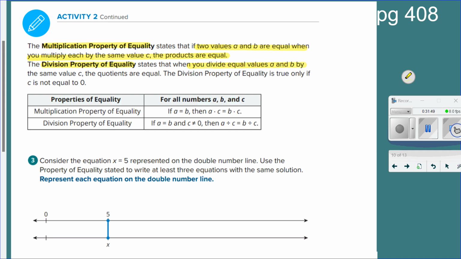Now, there is a caveat on this one. C cannot be equal to 0. Mathematically, we have not yet determined how to take something and divide it into nothing. That's going to be one of our next major advances in math, but so far, no one's been able to figure it out. How to take something and make it nothing. Doesn't work.